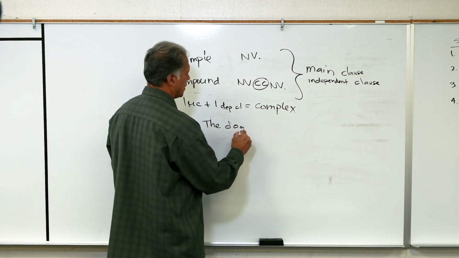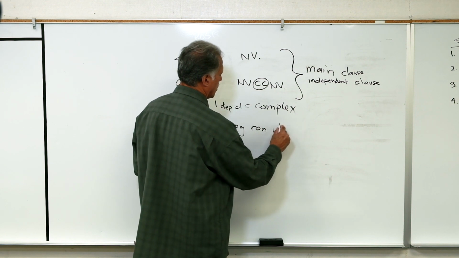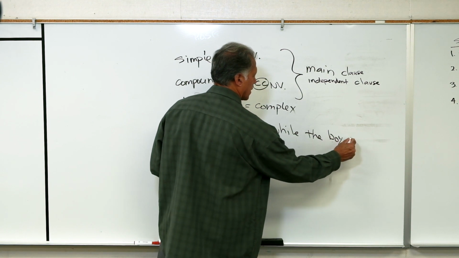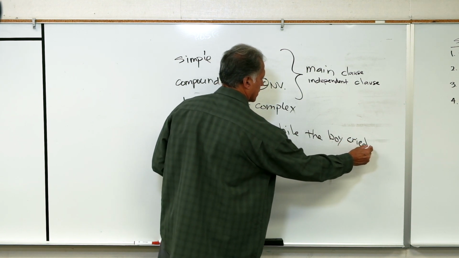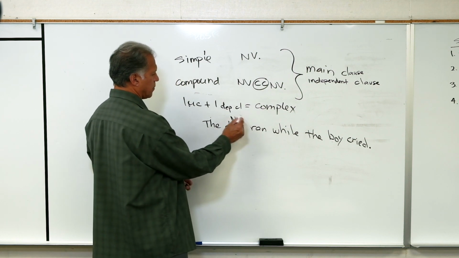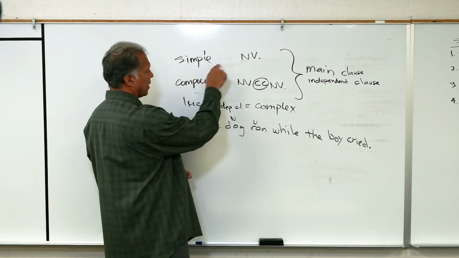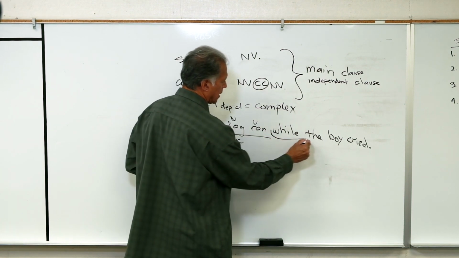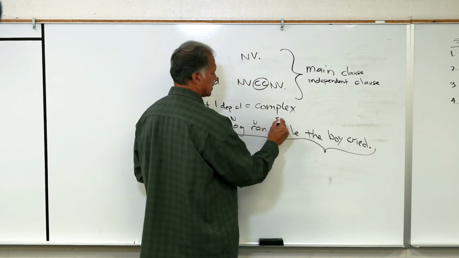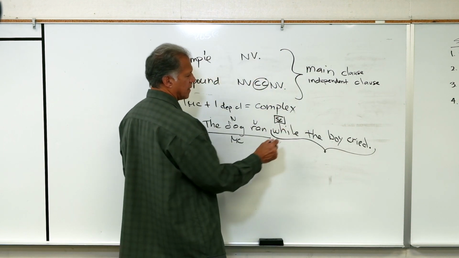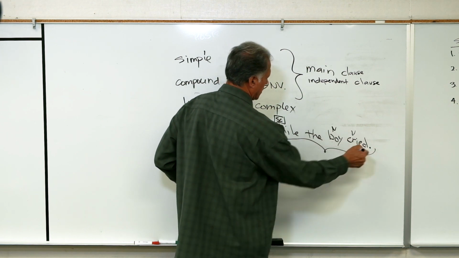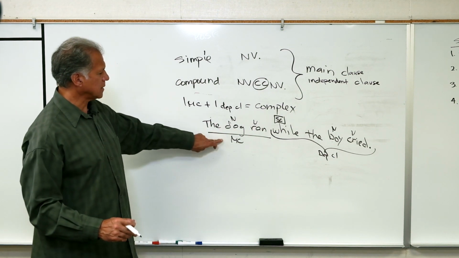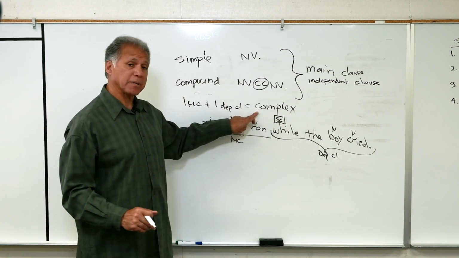The dog ran while the boy cried. Here is my noun verb. That's a main clause. I have a noun verb. Here's my dependent clause because it starts with a subordinating conjunction, so I'm going to square that. There's my noun verb. I have a period. This is my dependent clause. So when I have a main clause and one dependent clause, I have a complex sentence.